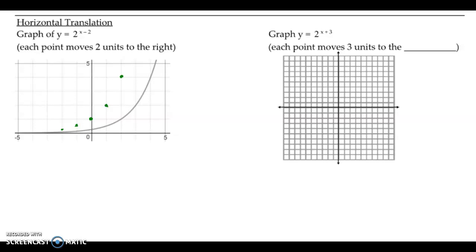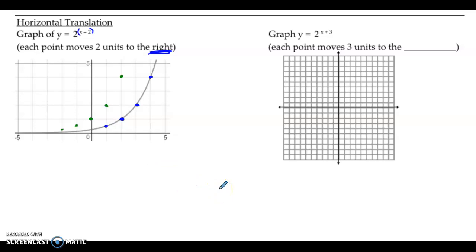Now this one, if I'm looking at minus 2, which is inside the function, remember that's going to move it left and right. So if we are subtracting, that's actually going to move it to the right 2. So each point went 1, 2 to the right. 1, 2 to the right. 2 to the right. So it's just the same exact graph, but shifted 2 to the right.